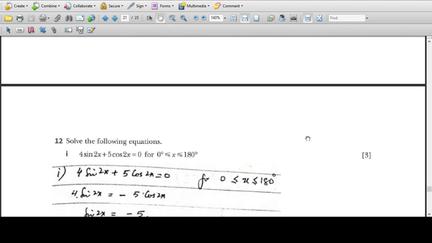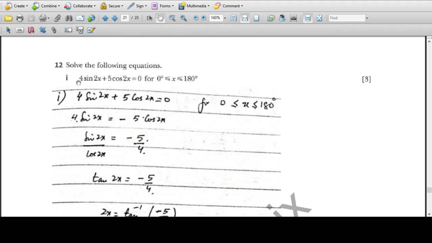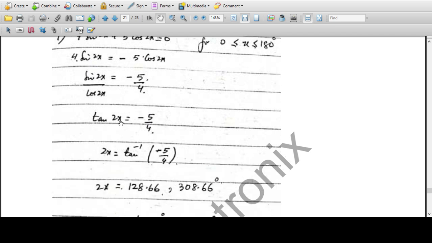Now question number 12, solve the following equations. 4 sin 2x plus 5 cos 2x is equal to 0 for 0 to 180 degrees. So for this part we have 4 sin 2x is equal to minus 5 cos 2x, and by rearrangement we have sin 2x upon cos 2x is equal to minus 5 upon 4, tangent 2x is equal to minus 5 upon 4, 2x is equal to tangent inverse of minus 5 upon 4. We know that tangent is negative in the second and fourth quadrant.